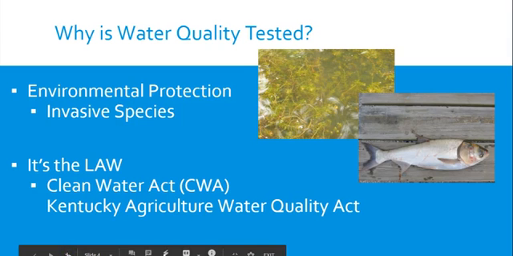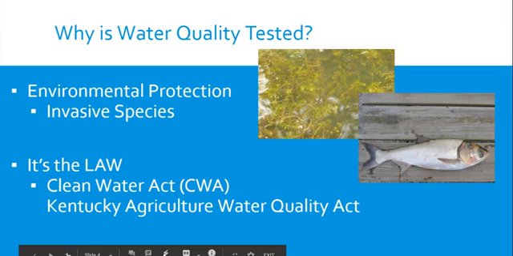So first, why is water quality tested? One of the first reasons is for environmental protection. We test water quality to prevent the spread of invasive species and to ensure that our waterways are healthy and usable for recreational and wildlife purposes.